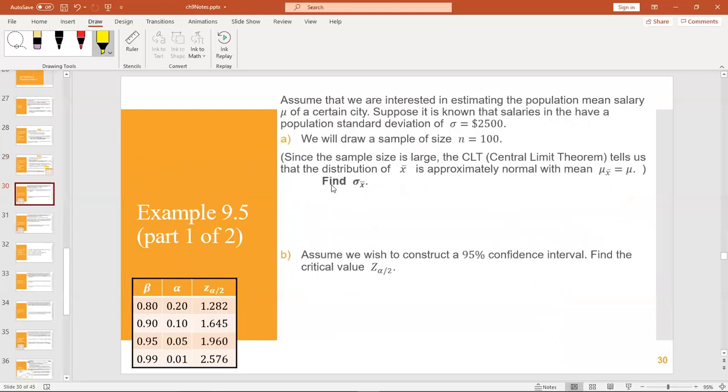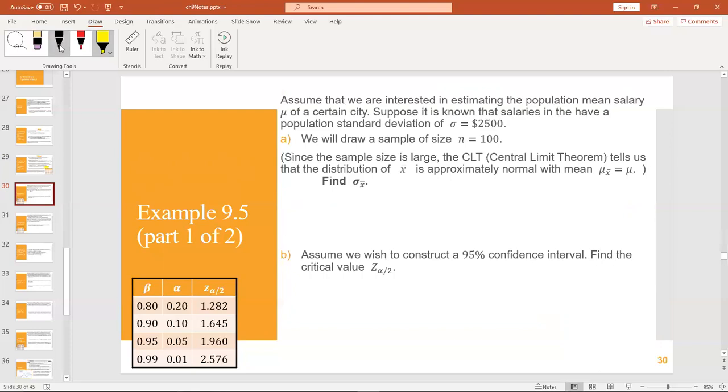So let's just say that we're interested in estimating the population mean salary, mu, in a certain city. So suppose we know going in that the population standard deviation is 2,500. Again, in a lot of real world scenarios, you tend not to know the standard deviation of the population. But for the sake of argument, let's just say that we do. So anyway, we're going to draw a sample, n equals 100. Because that is a large sample, large meaning 30 or more, the central limit theorem tells us it's normal with mean mu of x bar equals mu.